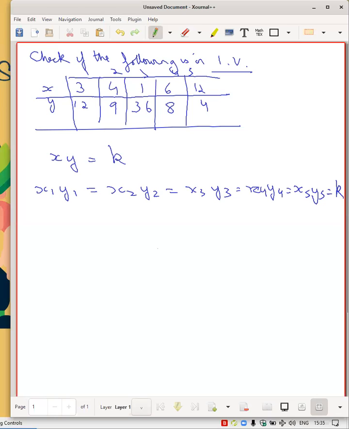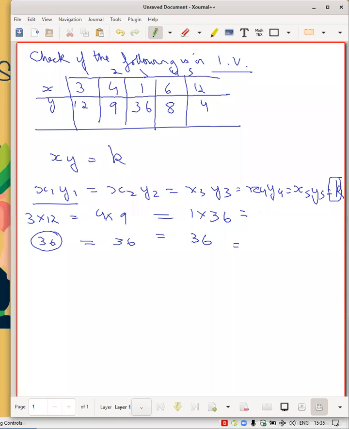Okay, so what do we check? x1, y1. What is x1, y1? 3 into 12, which is 36. So the constant should be 36. So this is the value of k in this case. What is x2, y2? 4 into 9, which is also 36. Next one, 1 into 36 is equal to 36. So we get 36. Next one, x4, y4. It is 6 into 8, which is 48.